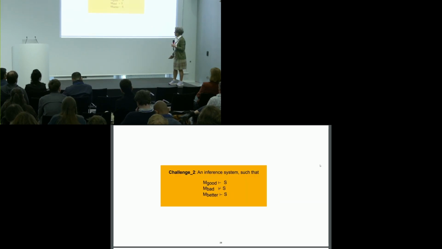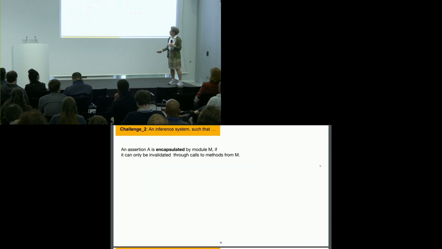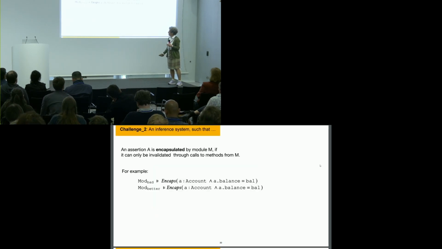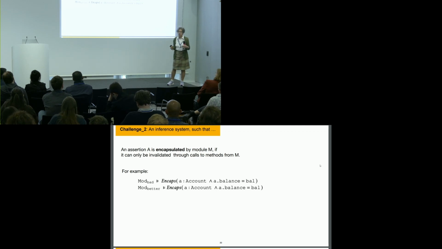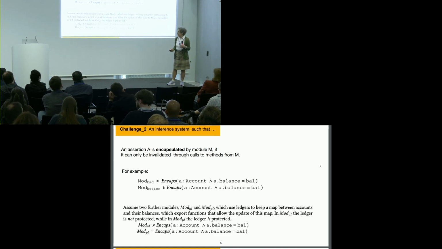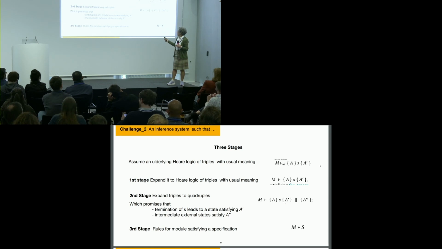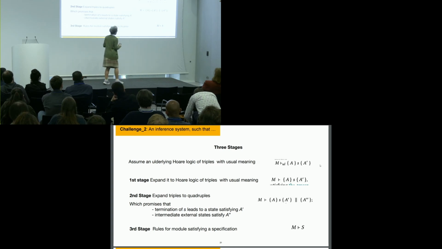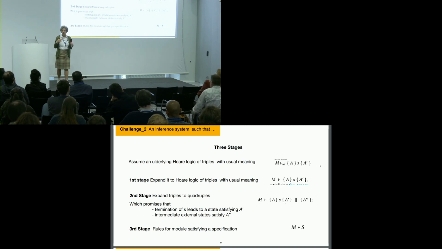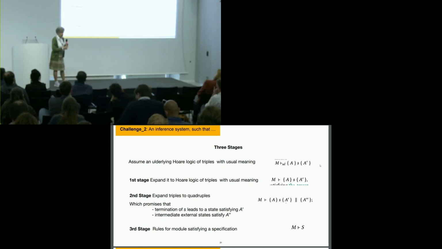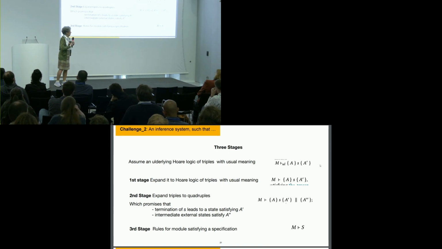So second challenge, an inference system, which allows me to make those proofs. First of all, I need the concept of what it means for an assertion to be encapsulated, and an encapsulated assertion is one that can only be broken by calls into the module itself. I need a Hoare logic, and we go in 3 stages. In the first stage, we assume that there is an underlying Hoare logic that does stuff for us. It does not know anything about protected and so on. This is our remit, but it does the basic things.